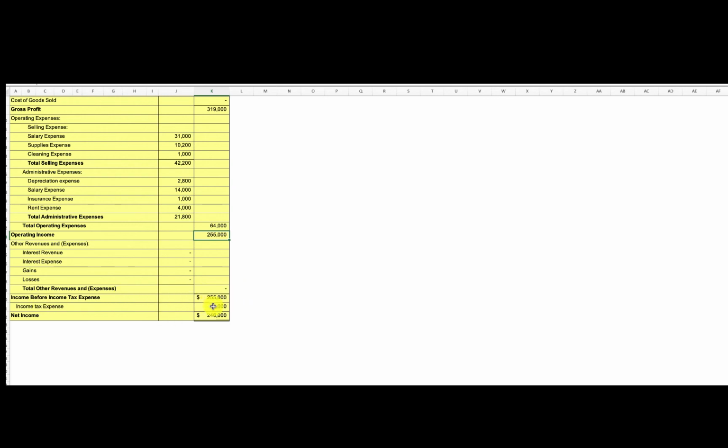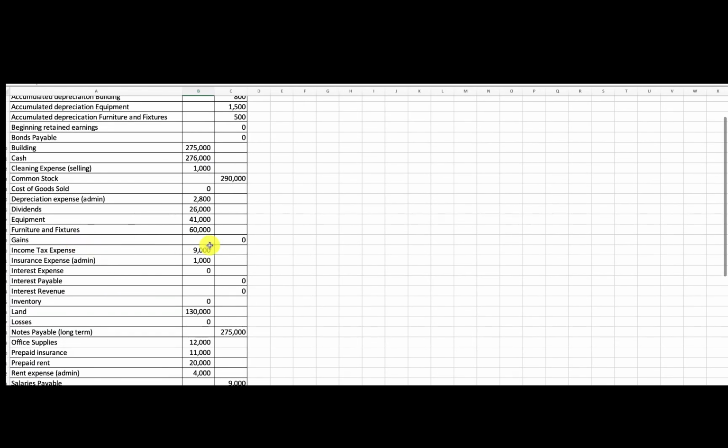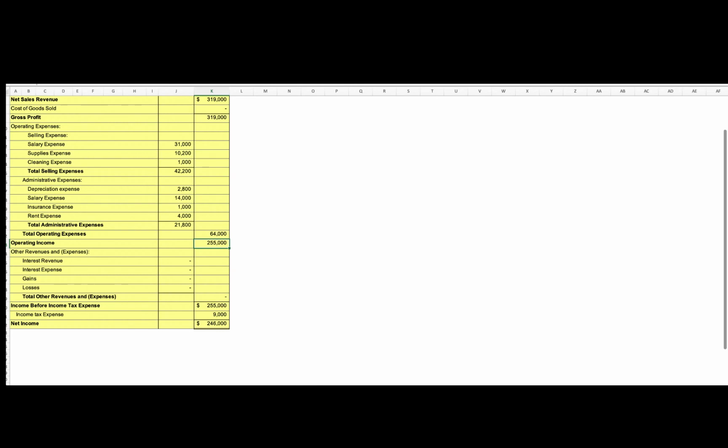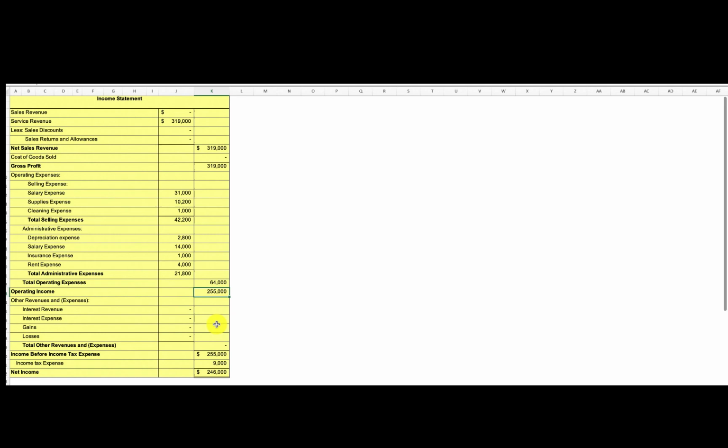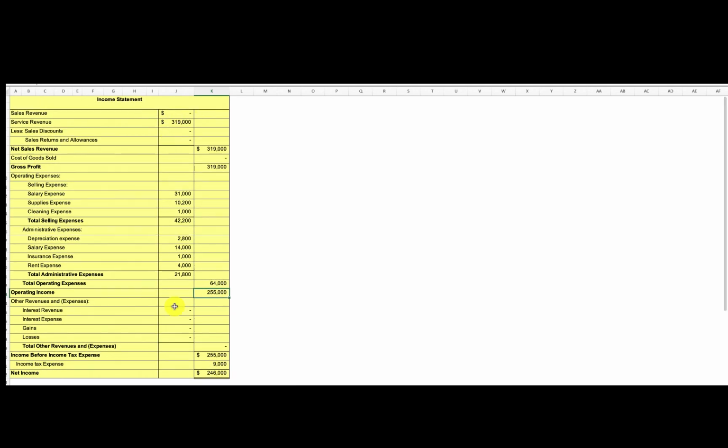And then I have income tax expense. So I go to my trial balance. I look for income tax expense of 9,000. And I put that in, income tax expense 9,000. I take income before income tax minus income tax expense of 9,000, and I get 246,000. That is my net income. So you should know how to get from sales revenue all the way down to net income on the income statement.